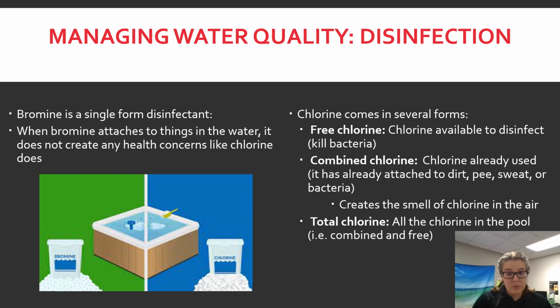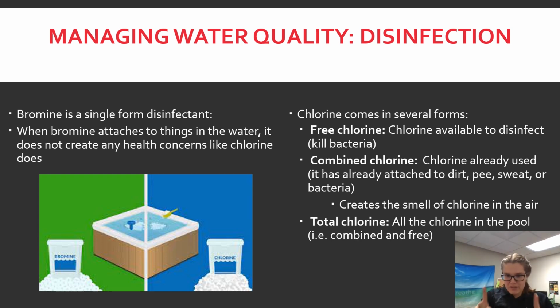So the three forms are, there's free chlorine. Free chlorine is the chlorine that's out and about trying to disinfect all of the bacteria that we talked about with recreational water illnesses. Combined chlorine has already bound itself to something. So that could be dirt, it could be pee, it could be sweat, it can be the bacteria that we were talking about. Total chlorine is all of the chlorine that's in your water.